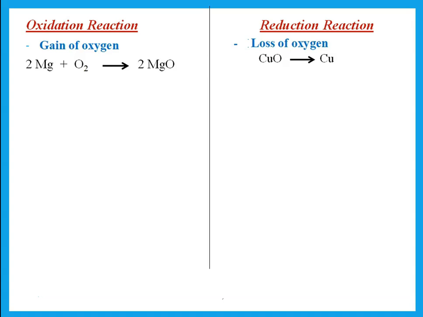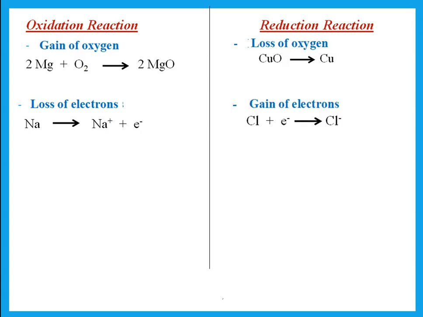In some reactions, we don't have gain or loss of oxygen. We could be talking about transfer of electrons. So you should realize that oxidation is loss of electrons. That means if I have something like sodium that has 1 electron in its outermost shell and it loses it and becomes Na+, that is an oxidation reaction. Now the opposite would be reduction. If I have something that gains 1 electron, for example, like chlorine, and becomes Cl-, this means that the chlorine has been reduced, and this is a reduction reaction.